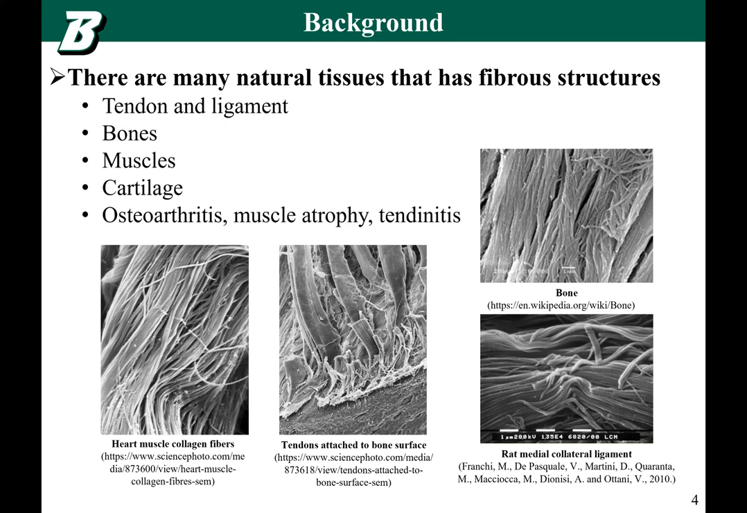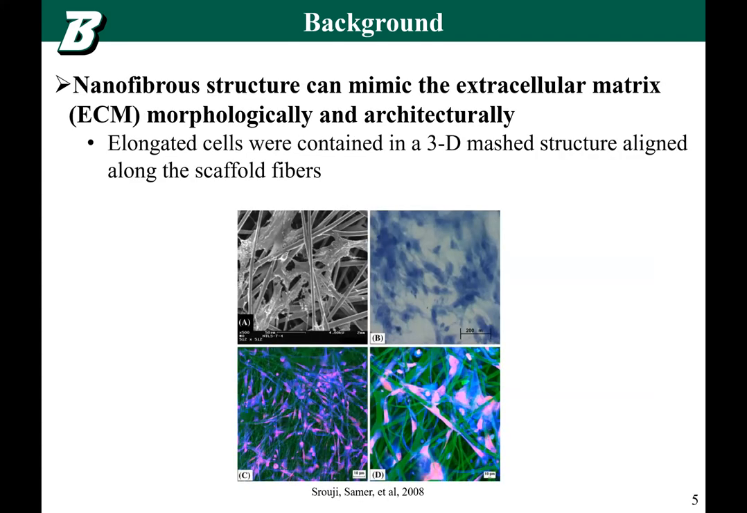And we need to figure out a way to mimic these fibrous tissues. As we know, nanofiber structure can mimic the extracellular matrix morphologically and architecturally. So in this research, we can see that in the artificially manufactured nanofiber structure, the cells attached on the scaffold and were elongated and were contained in a 3D meshed structure. And the cells were growing aligned along the scaffold fibers.